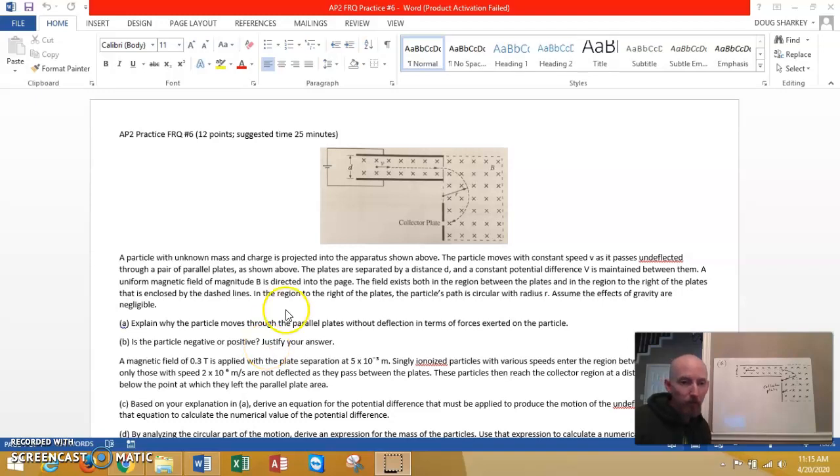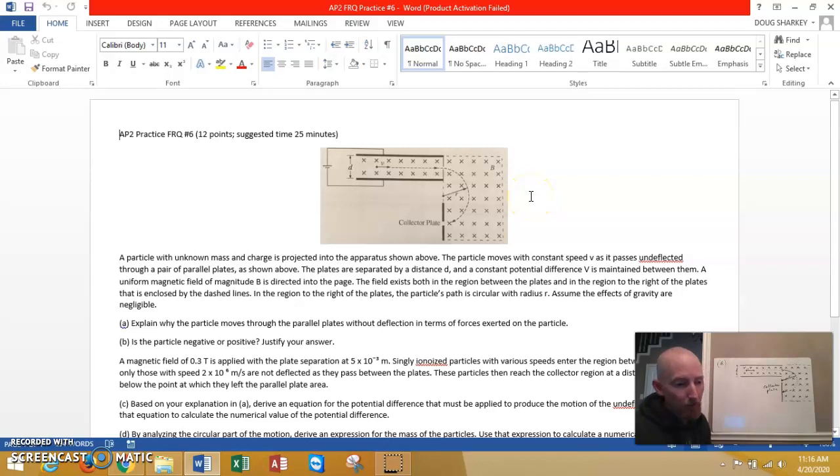Hey guys, we're going to look at the solution to this problem. This is number 6. I sent this problem out the end of last week. This is electricity and magnetism, so there are aspects of both. This picture should look familiar.